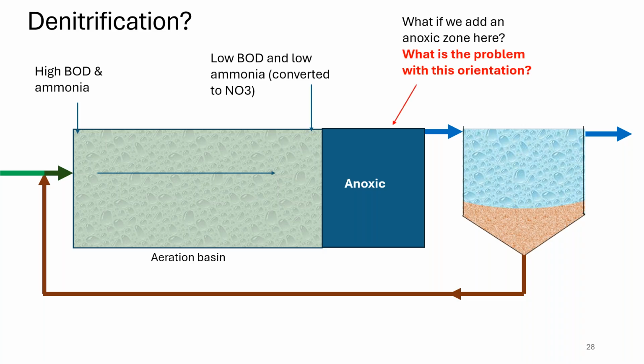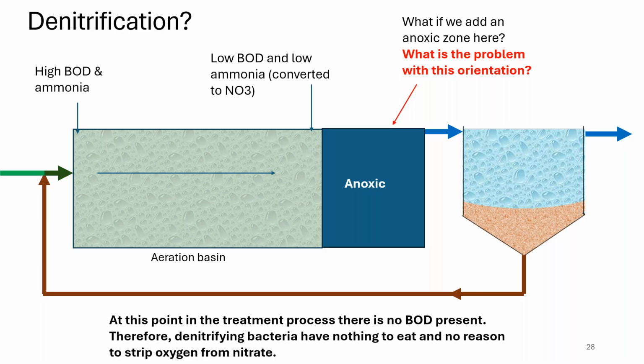And so let me just stick an anoxic tank at the end here. And so if I did that, an anoxic tank where there's no aeration, no DO, and we already have nitrate in the water, creating an anoxic zone. What would be the problem of putting it there? Well, at that point, there's actually no BOD present. So the bacteria don't have anything to eat. So there's no reason for them to use the nitrate.